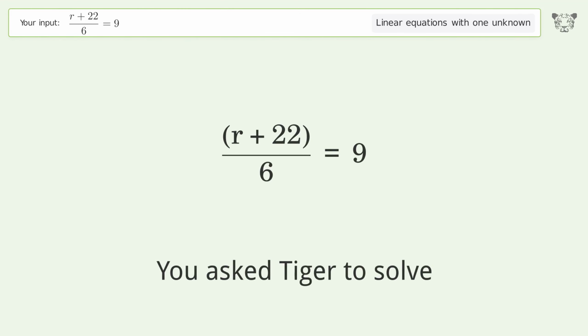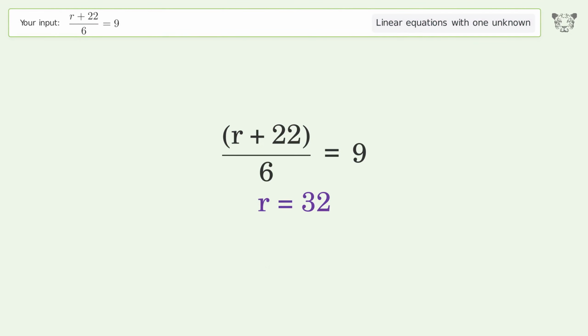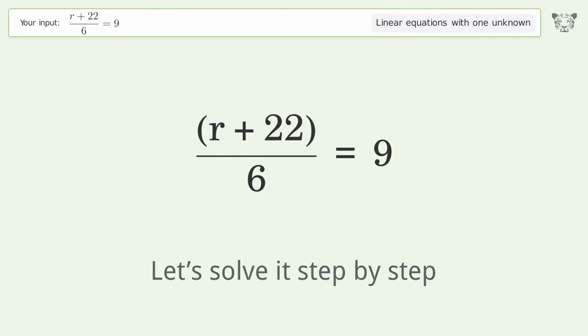You ask Tiger to solve. This deals with linear equations with one unknown. The final result is r=32. Let's solve it step by step.